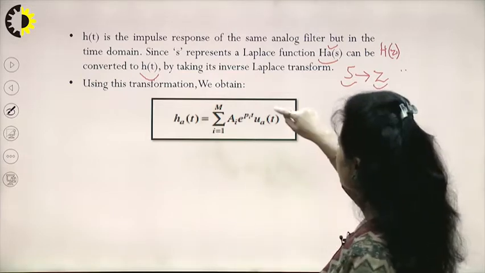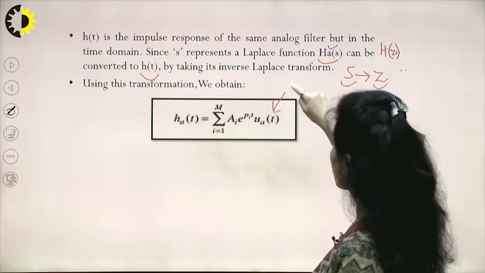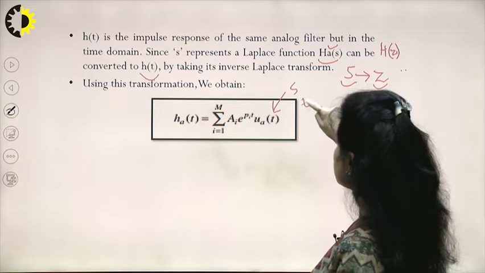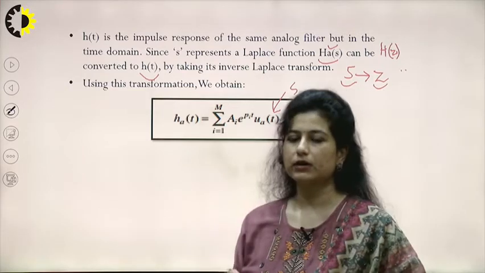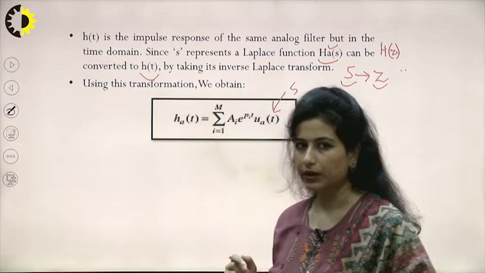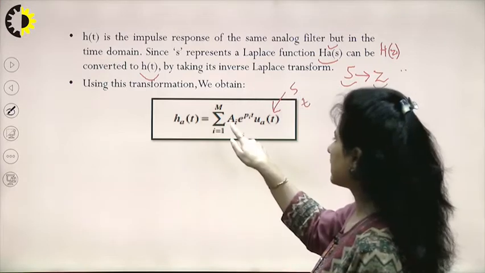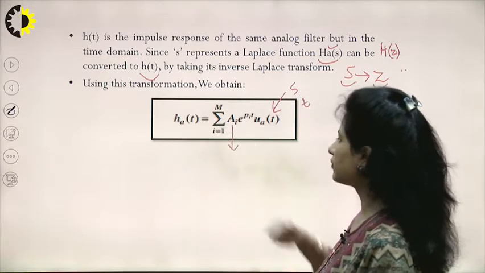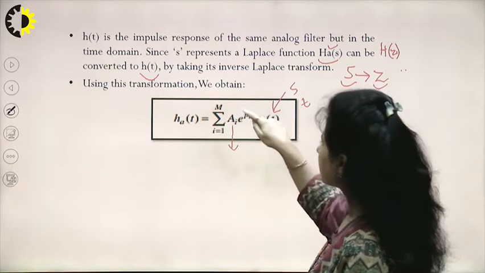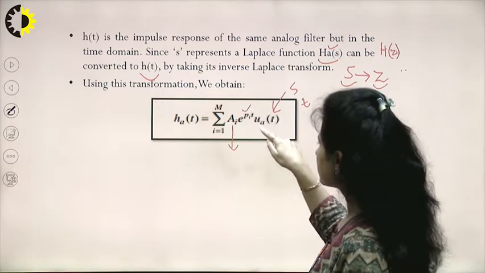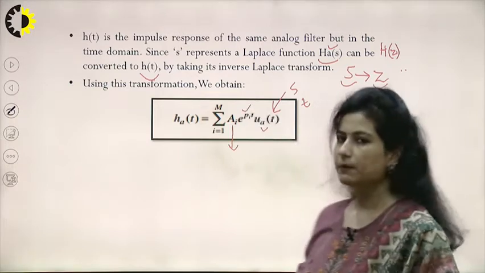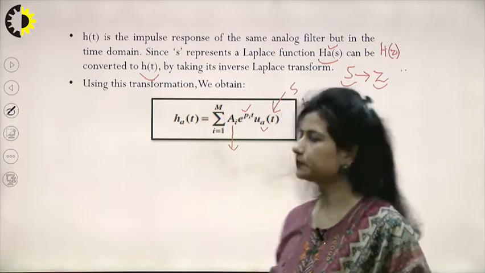So the variable which was initially s has now been converted to t simply by taking the inverse Laplace transform of that particular function. Here I can see A_i is that magnitude, the real coefficient of the numerator, and this exponential and this unit step function are the result of the inverse Laplace transform.